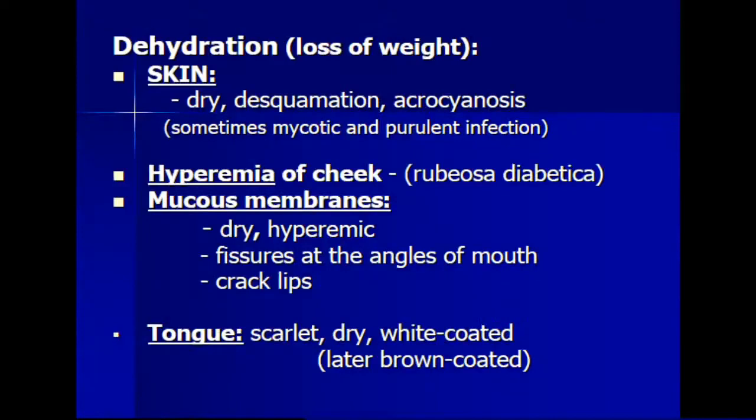Dehydration, loss of weight, clinical signs of dehydration, skin dry, desquamation, acrocyanosis, sometimes mycotic and purulent infection, hyperemia of cheeks, this is named rubeosis diabetica. Mucous membranes dry, hyperemic, fissures at the angles of mouth, cracked lips, tongue scarlet, dry, white coated, later brown coated.